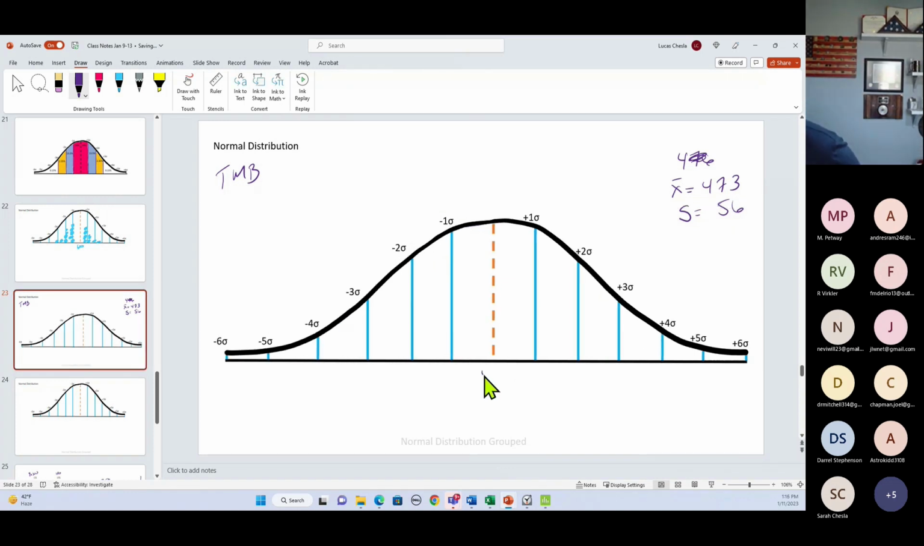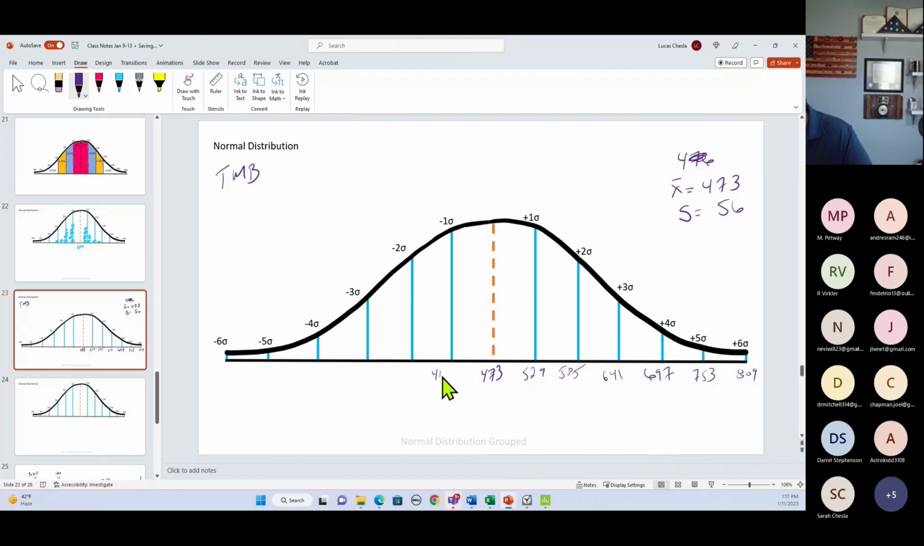If our center is 473, what is +1 standard deviation? 529. And then adding 56 more? 585. Add 56 more? 641. Next for 4, 697. Okay, 753, 809. Okay, let's do the minus. 473 minus 56.